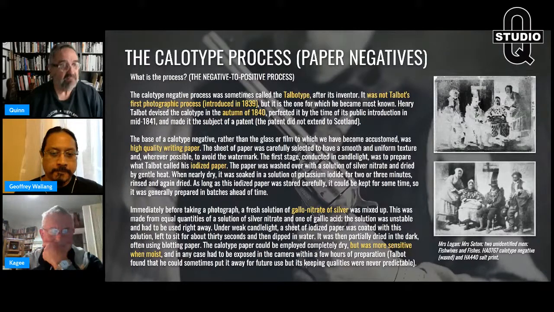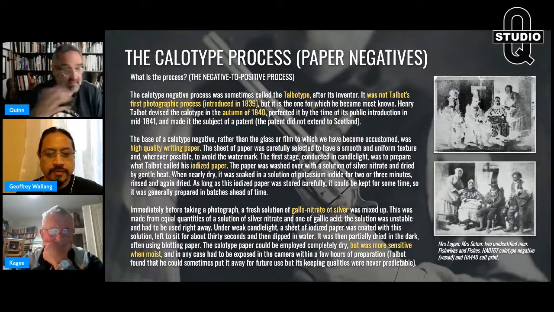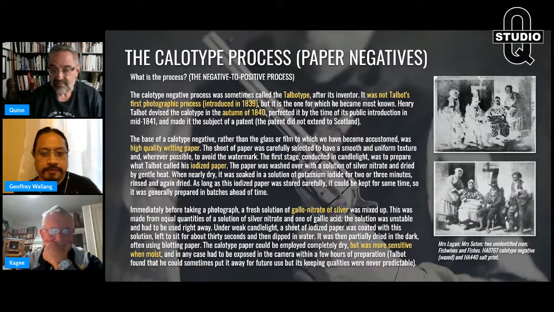But if you like this kind of poetic look, this softer look, and negative to positive, of course, you can do multiple different types of prints and things like that, this may be something that interests you.